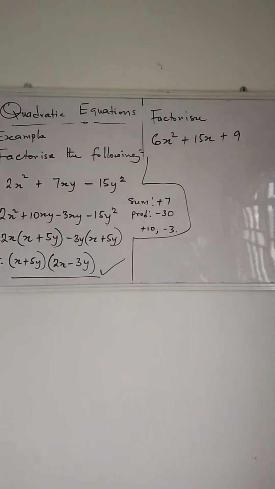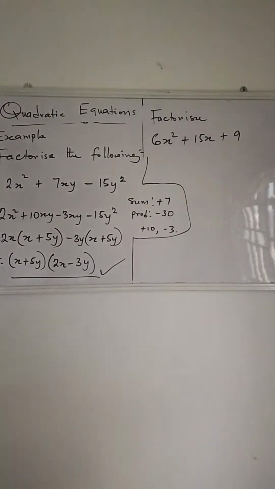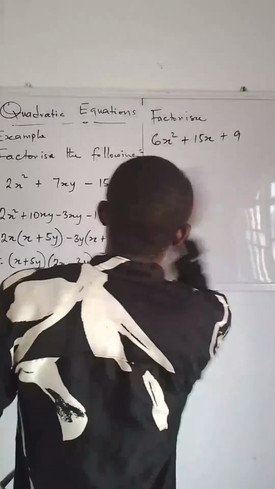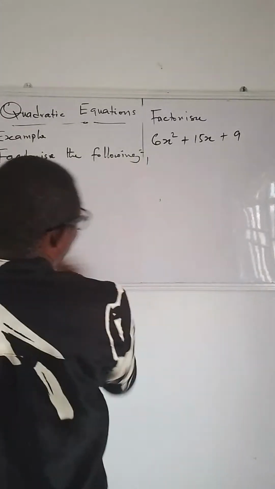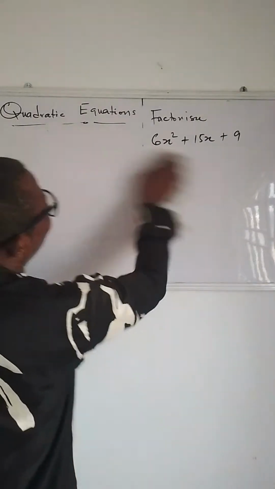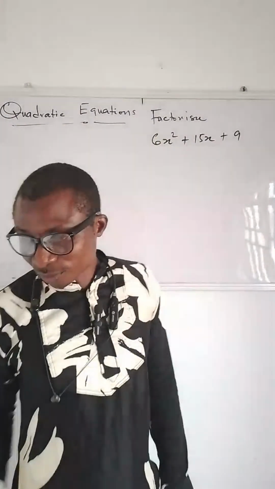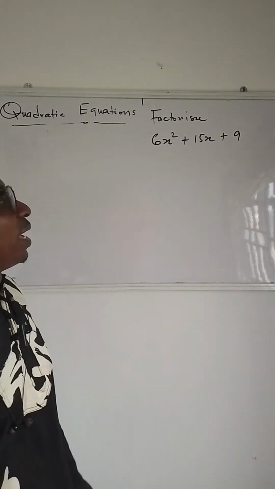Okay. Thank you very much. Now I know there are some of you that will still be on it solving the problem, but because of our time, let us solve the problem together. All right. So we have to factorize 6x squared plus 15x plus 9.